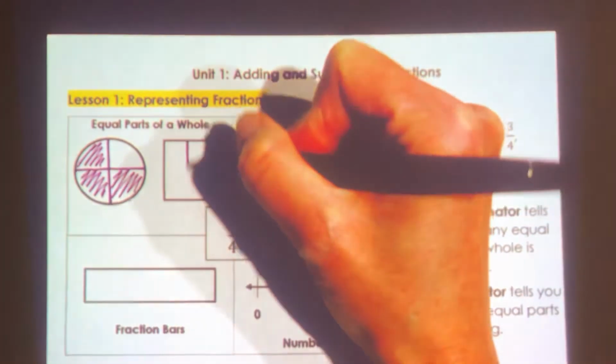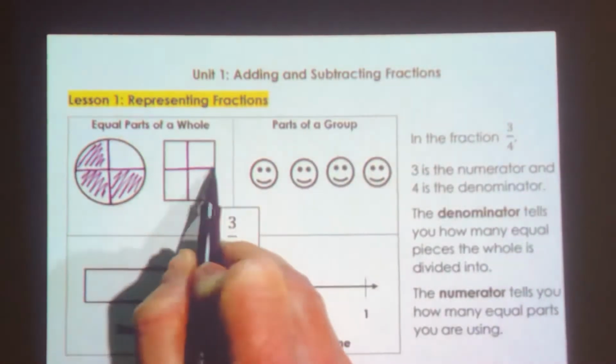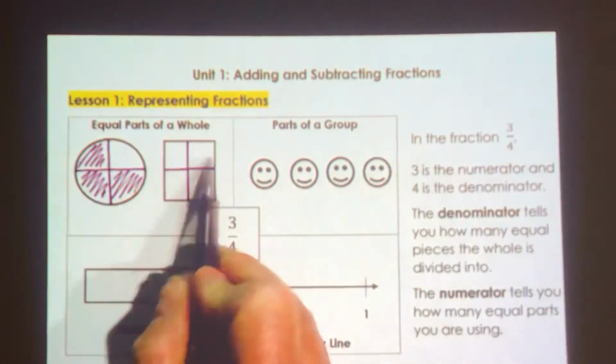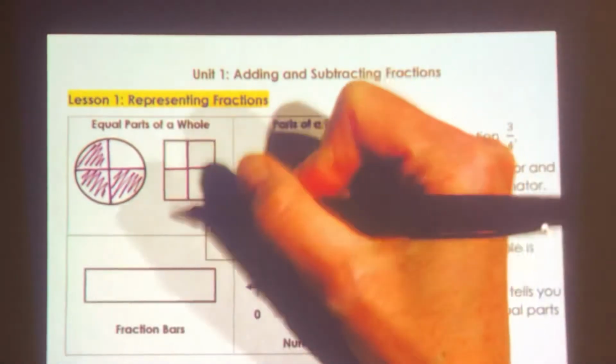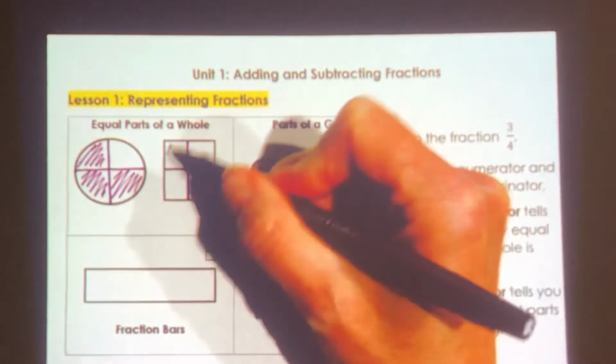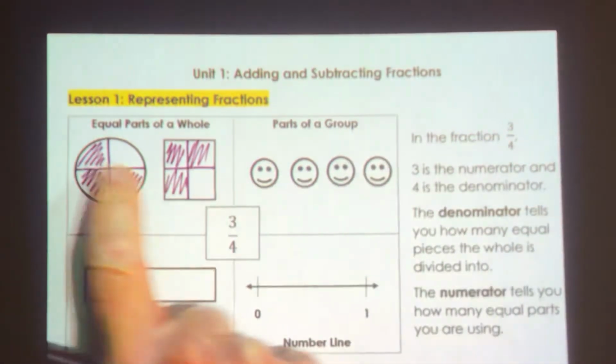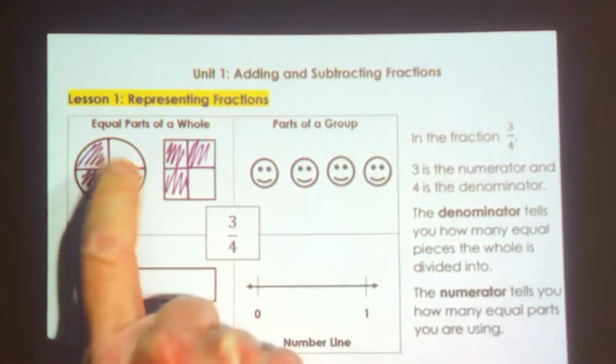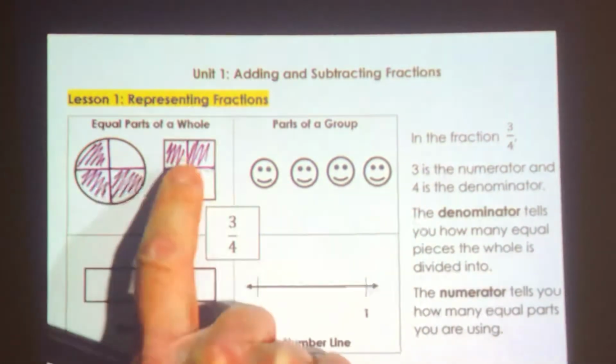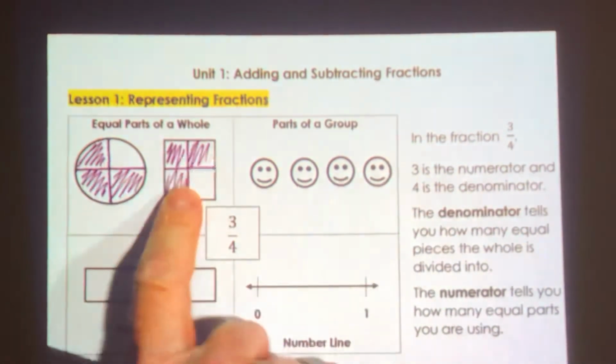I can divide the square up into 4 equal pieces. I could have just drawn 4 lines this way or 4 sections that way, and then 3/4 would just be shading 3 of those. So that's equal parts of a whole. The circle representing the whole amount, cut up into 4 pieces, 3 are shaded. The square representing a whole amount, cut it up into 4, 3 are shaded.